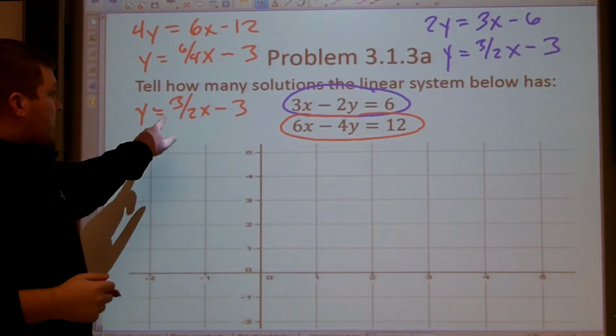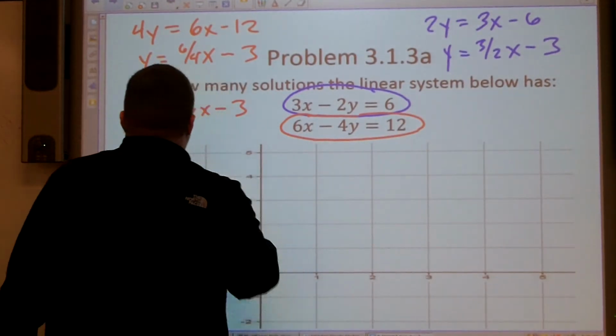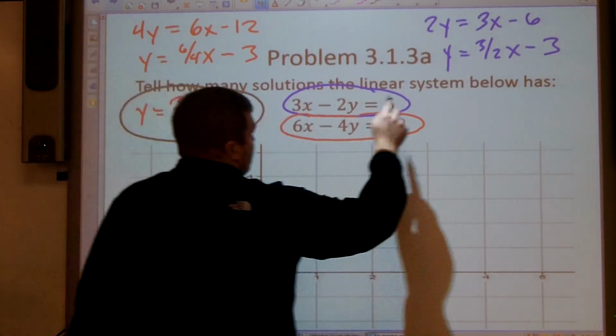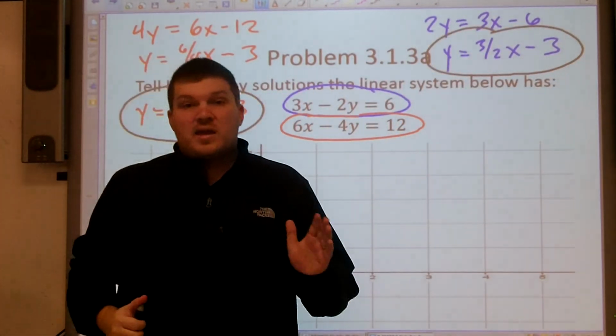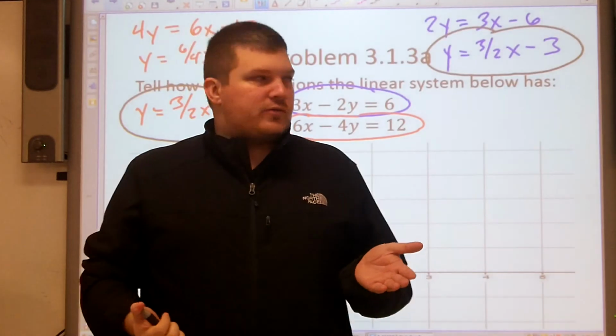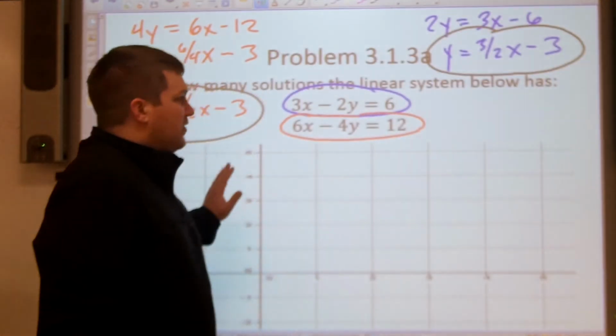Or you probably have already noticed, hey, I got y by itself and I have the exact same line. These two are the exact same line. So what that means is those two lines will sit on top of each other when we graph them. That means there's an infinite number of solutions. I didn't even have to graph them.